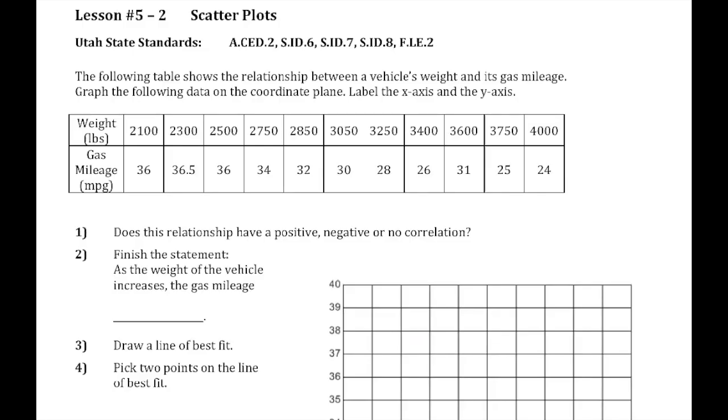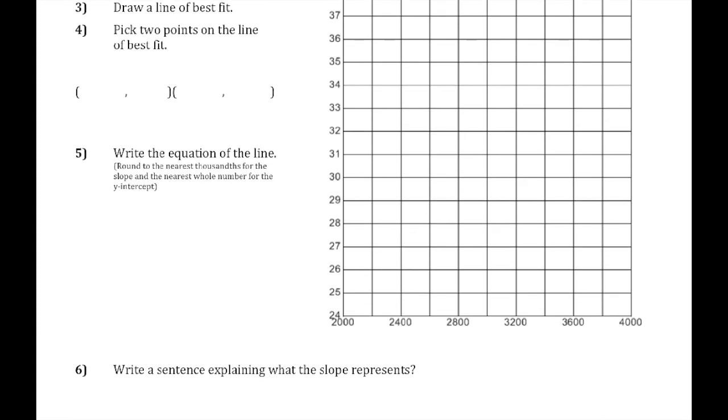Okay, so lesson 5-2. Here we're going to start out by using the following table that shows a relationship between a vehicle's weight and its gas mileage. And we're going to graph that data on the coordinate plane, and we're going to label the x-axis and the y-axis. So in our table, this first one right here, the weight, is going to be our x value. The gas mileage is going to be our y value. So when we go down to our graph, we're going to label the x-axis weight. And we're going to do that in pounds because that's the unit they're using for the weight.